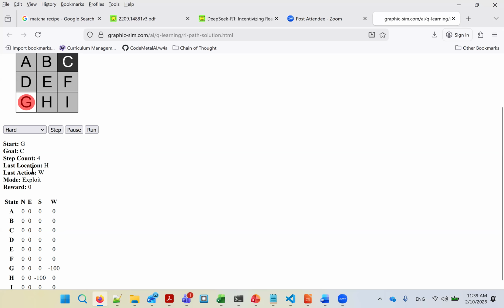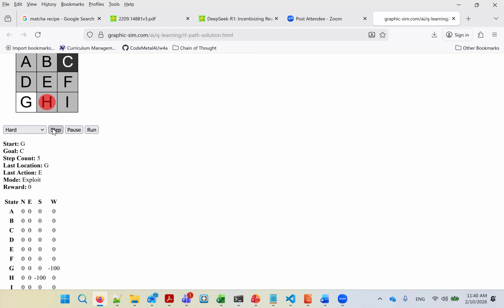Hopefully that makes sense. Now when we start from G, if we do an exploit, what's it going to pick? Anything except west, right? It learned west looks worse than the other options. So if it's exploit, it goes east. And now what state, if it's exploit, what's it going to pick out of H?